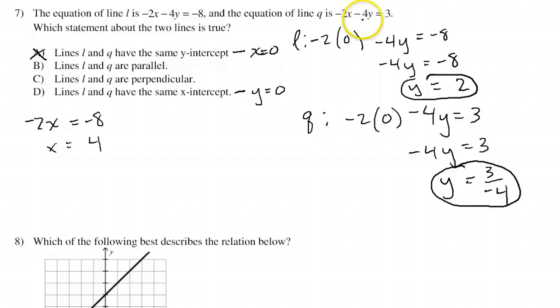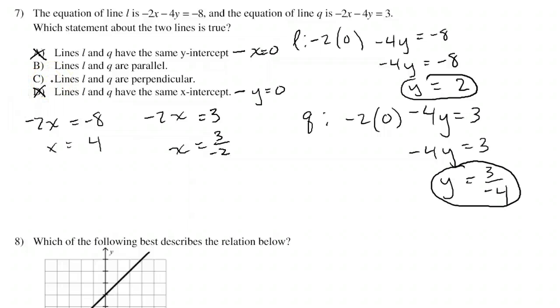If I do the same thing here, plug in 0 for y, it's going to cancel it out. And I get negative 2x minus 4y. Oops, not minus 4y, that's 0. That's going to cancel out. So we get negative 2x is equal to 3. So x is 3 over negative 2. So they're not the same either, so it's not this.